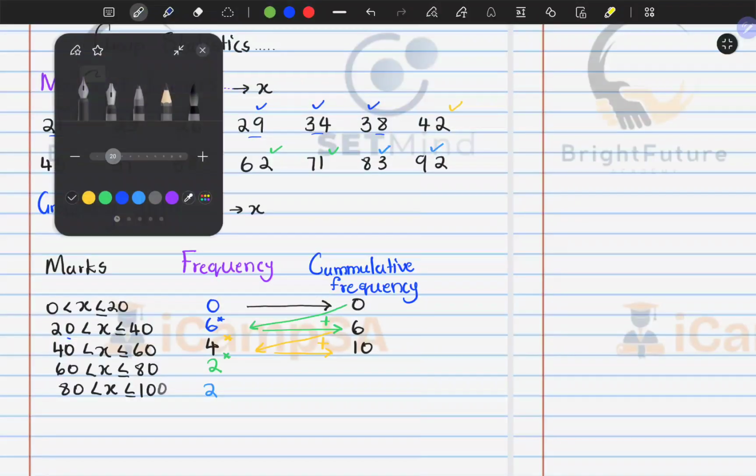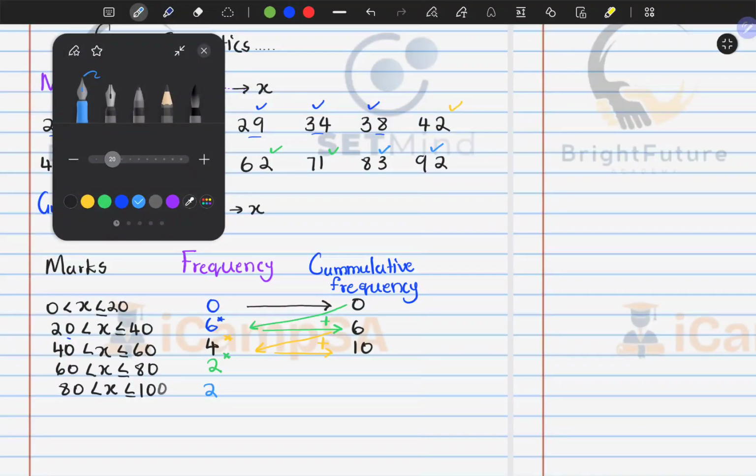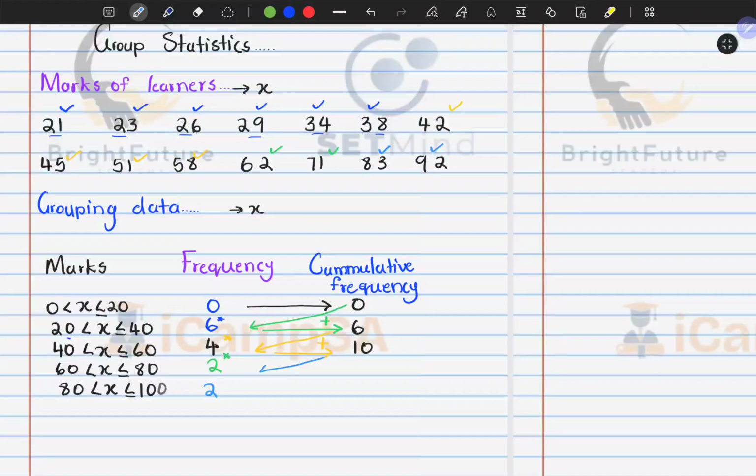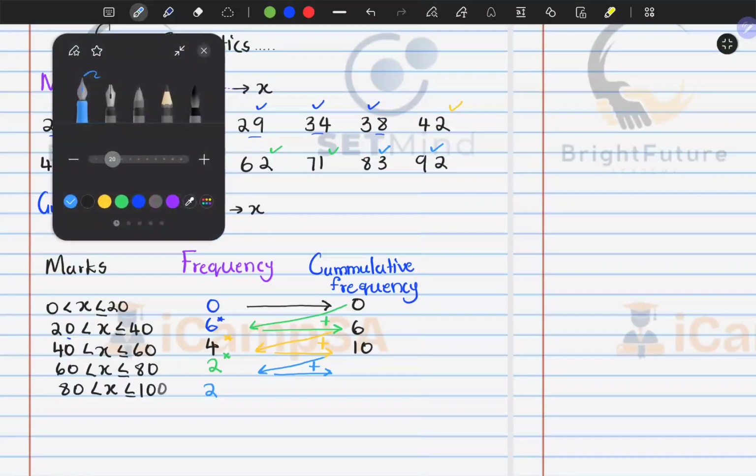And then let's carry on. To get the next one, you take the 10, you go to the 2, you add them, and you'll see 10 plus 2 will give us 12.